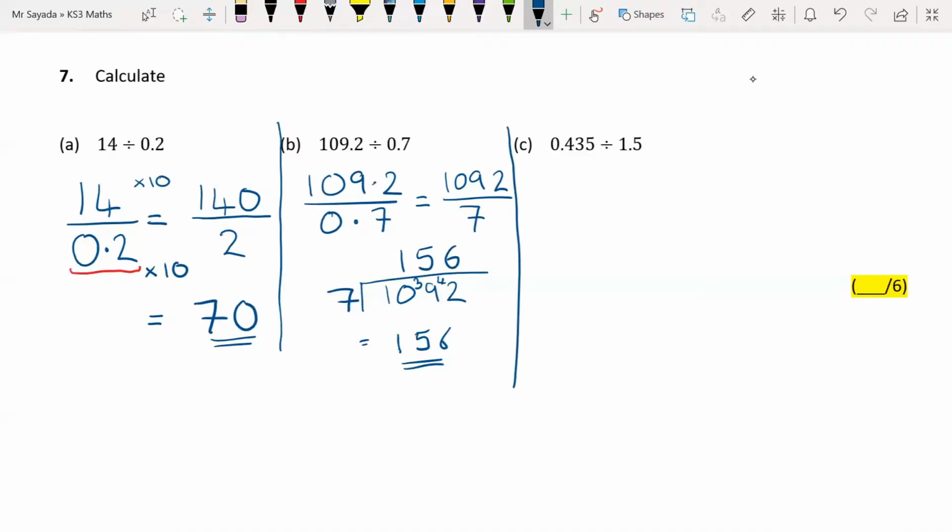We're going to go through question C now. So my first step is to write it out. Say your answer to the video. So the first step is to write it out as 0.435 over 1.5. What should I do next? So I need to make this number on the bottom, 1.5, into an integer. To do that, I need to multiply it by 10, which means I also need to multiply the top by 10. What is 0.435 times 10? Say your answer to the video now.